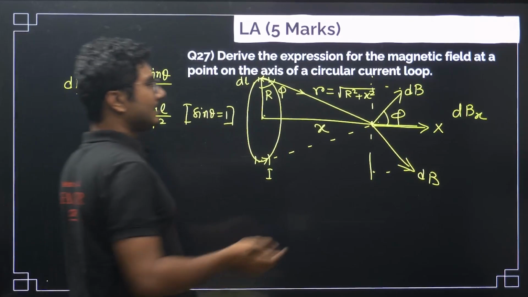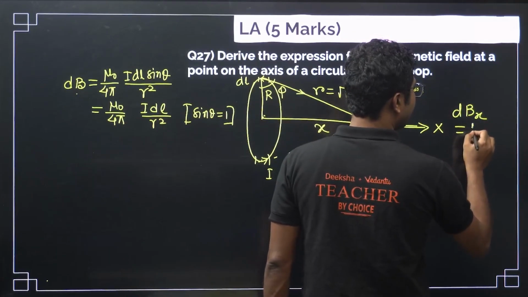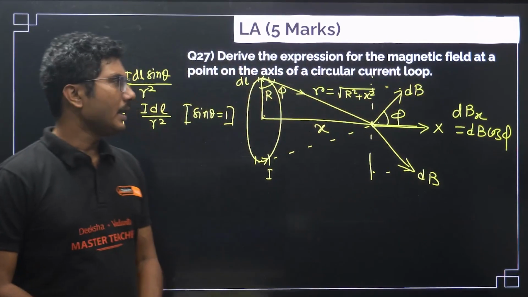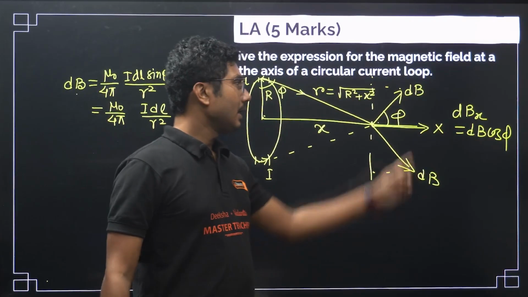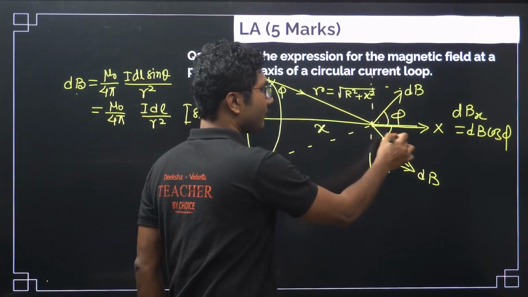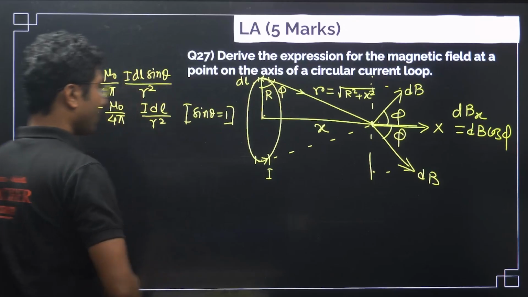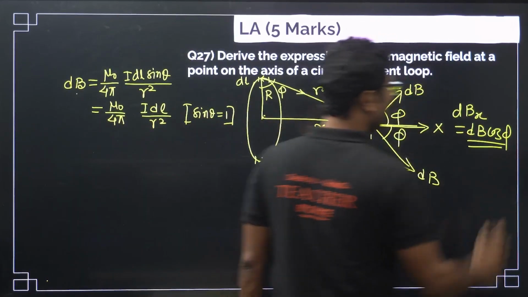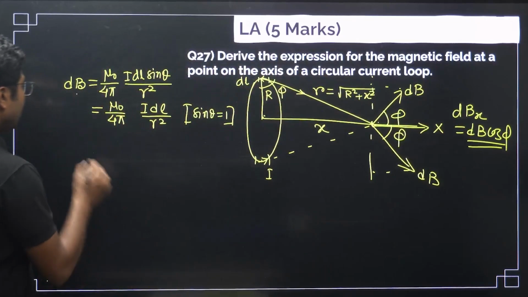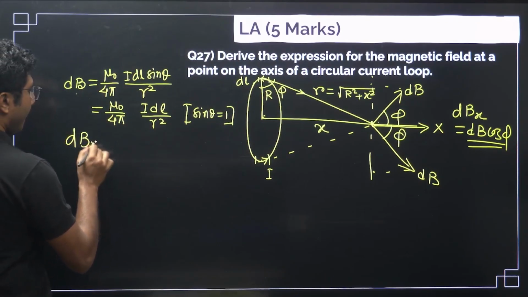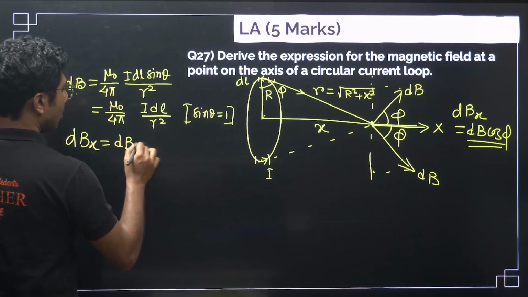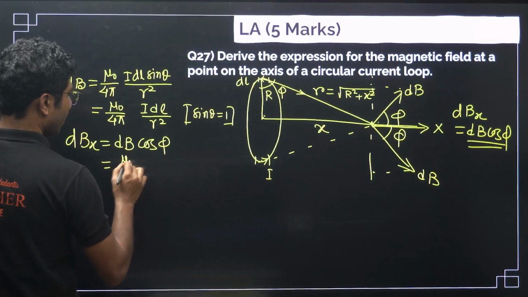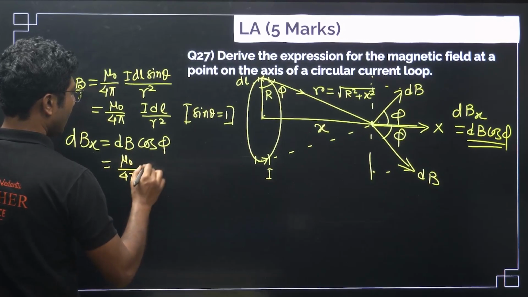Okay. So, what is dBx by the way? dBx is nothing but dB cos phi. Why? This is the adjacent component, this is phi, this is also phi. So, dB cos phi. We are basically trying to find this dBx component, not the entire dB. So, dBx is equal to dB cos phi, or mu naught by 4 pi I.